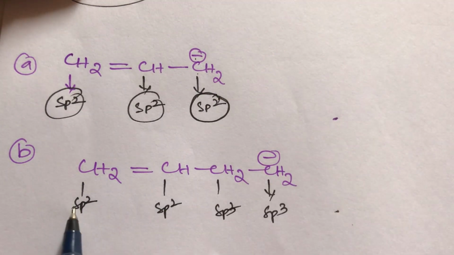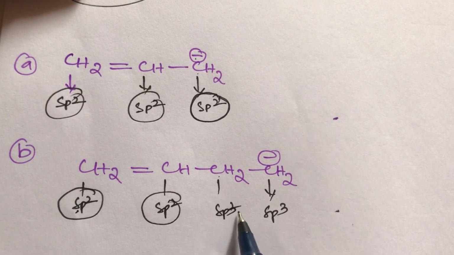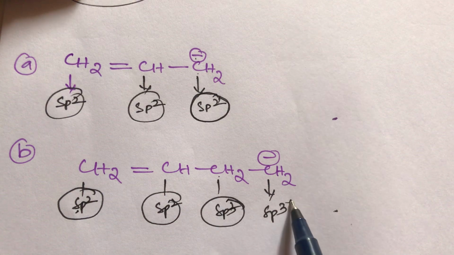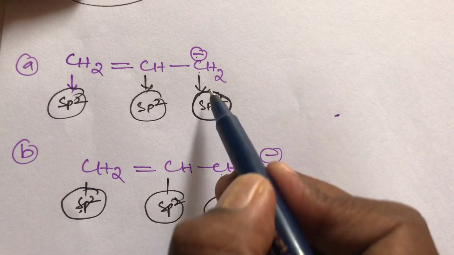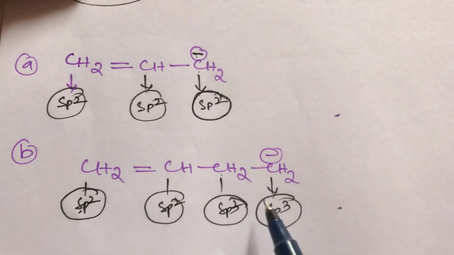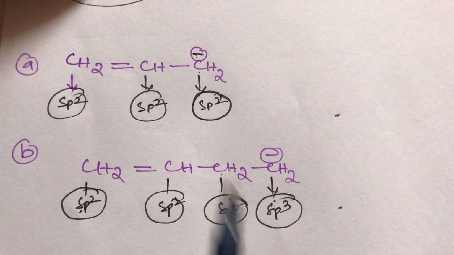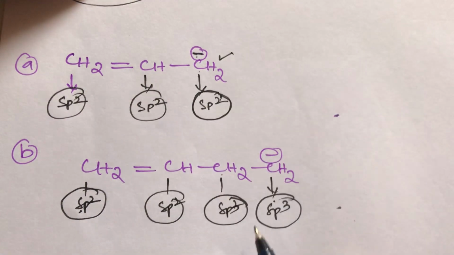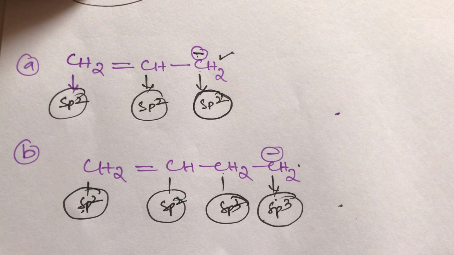But in the second case, this is sp2 hybridization, this is also sp2 hybridization, and this carbon undergoes sp3, and this carbon also sp3. What is the difference, student? This carbon has a negative charge, and this carbon also has a negative charge, both carbons have a negative charge. But this carbon undergoes sp2 hybridization, and this carbon undergoes sp3 hybridization. What is the reason? This is the most important thing, student.